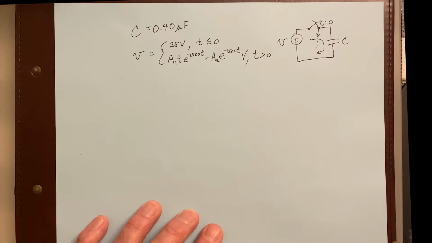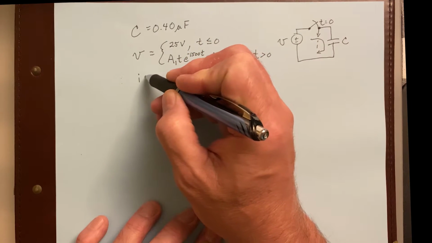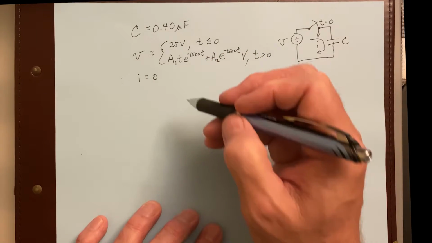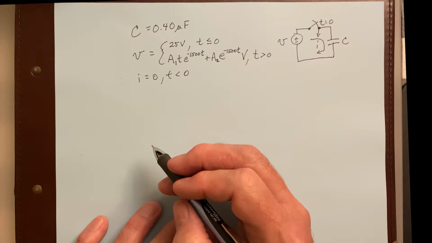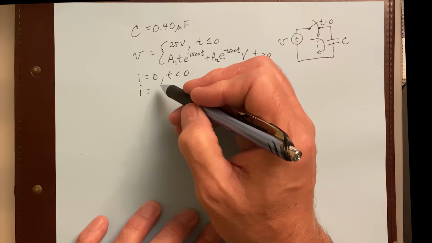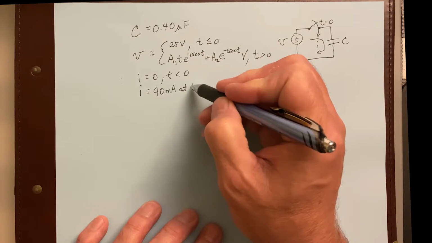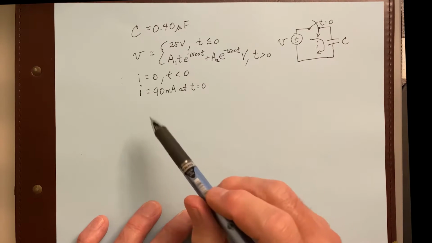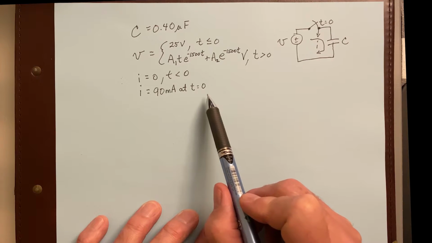Okay, now given that information, we should be able to find some things. One other bit of information that you need to know to find, say, current, is how the current behaved. So let's say I, the current, is 0 for t less than 0. But I is going to be equal to 90 milliamps at t equals 0. So what we see here is that the current went from 0 to 90 milliamps instantaneously for this capacitor.